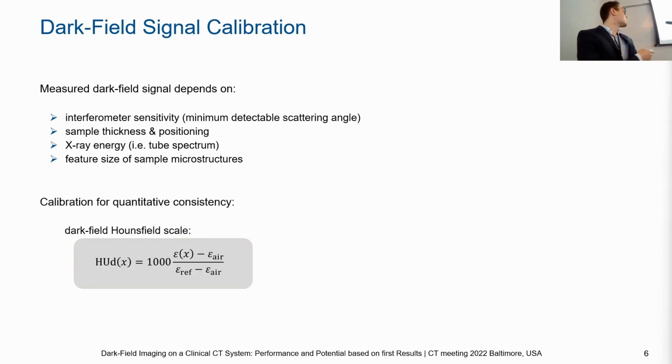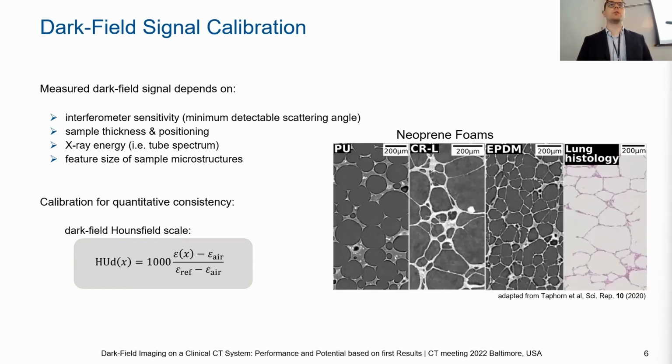They are defined quite similarly to attenuation-based Hounsfield units. However, since water is not showing any small angle scattering behavior, we need a different reference material. So here we are currently using neoprene films because, as you can see here, these neoprene films show a similar microstructure as lung tissue. So all of the scans I'm going to show you now are calibrated using a type of neoprene foam.